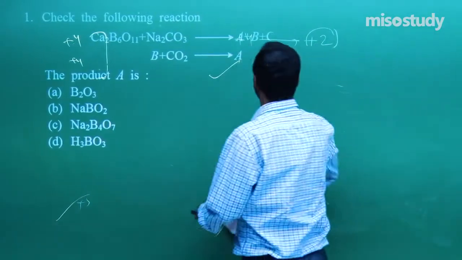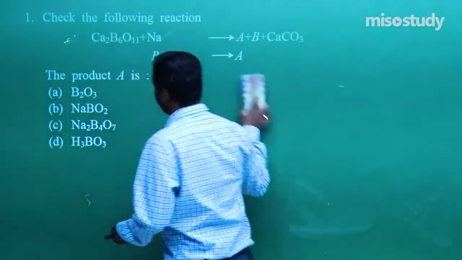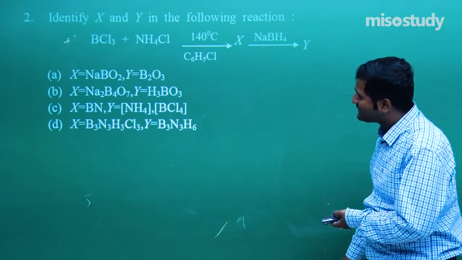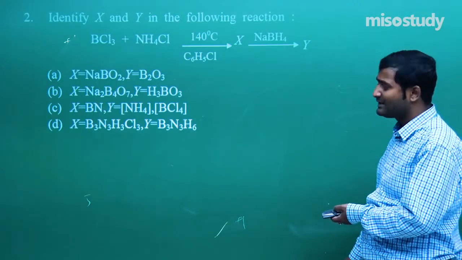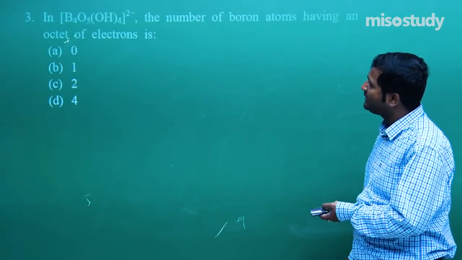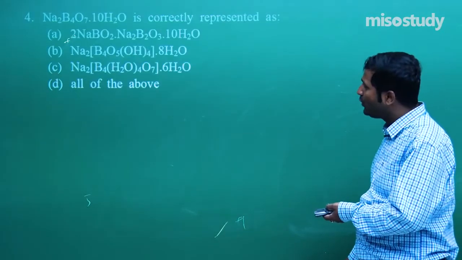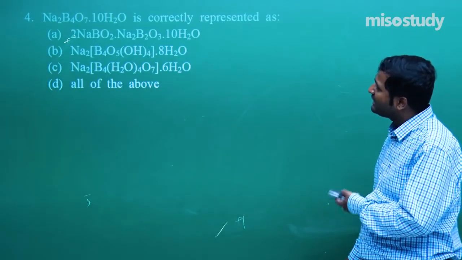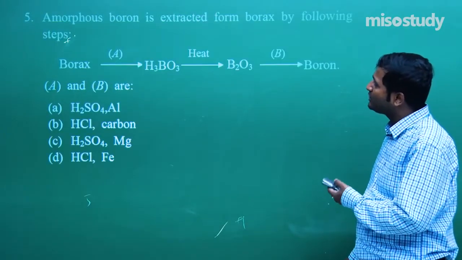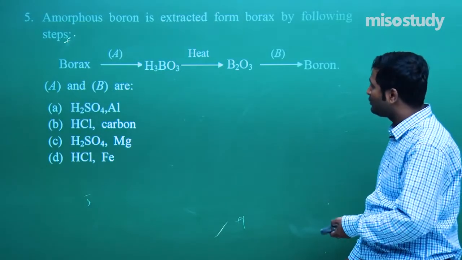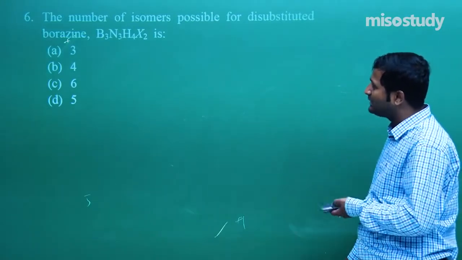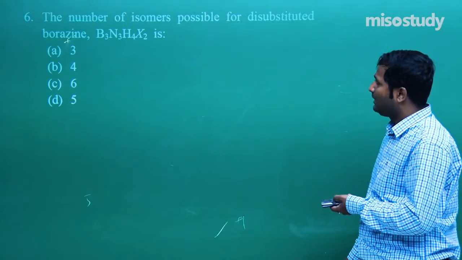Now what is the answer of the first question? Tell me. That is the C option. For B, what is the option? This one is the D option, B3N3H3Cl3 and B3N3H6. What is the option for question number 3? Sir, this is 2. What is the option here? That is correct, B option, Na2B4O5(OH)4·8H2O. What is the correct option for question number 5? Sir, H2SO4 and Mg. Yes, sir. The number of isomers is 4. I have drawn all the possible isomeric forms.